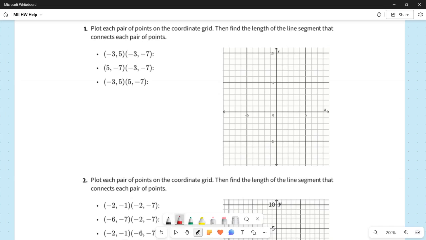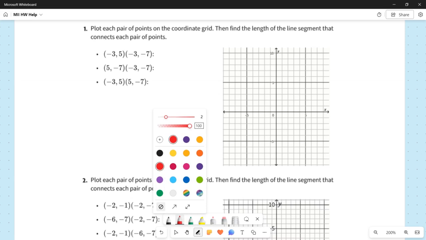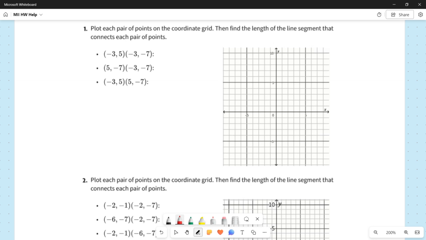So we've got our points here. I think I'll plot the points maybe in red. So I'll go ahead and just plot all 3 points and then connect them and then get the lengths. So our first point here is -3, 5. So that means starting at the origin, we go to the left 3 and we go up 5, and that is right there. So I'll go ahead and label that. This point is -3, 5.